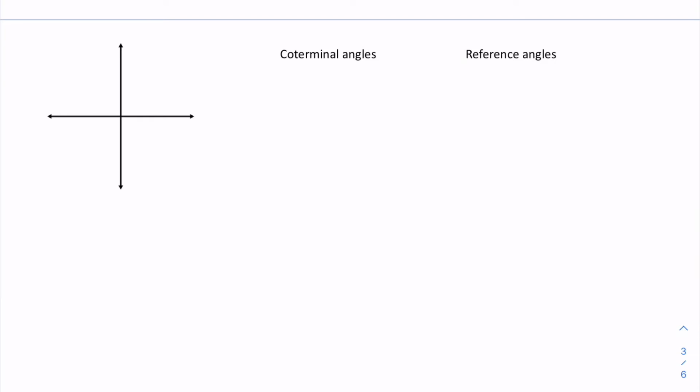Another important concept: we also need to know the sign chart. So, all students take calculus. All means sine, cosine, tangent. S means sine. And the T means tangent. C means cosine.